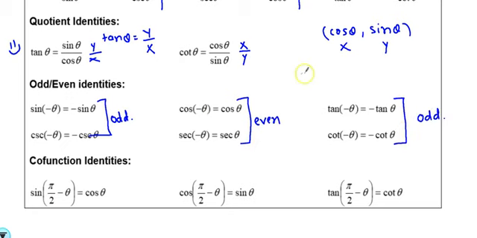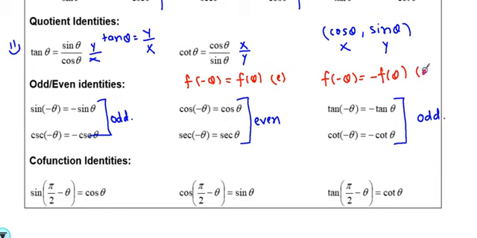So let's quickly review odd and even functions. If f of negative theta is f of theta, then it's an even function. If f of negative theta is negative f of theta, then it's an odd function. So this is even, that's odd. I would say we got it, but sometimes we make mistakes. I would put a straight face there, that you have to be careful about them.